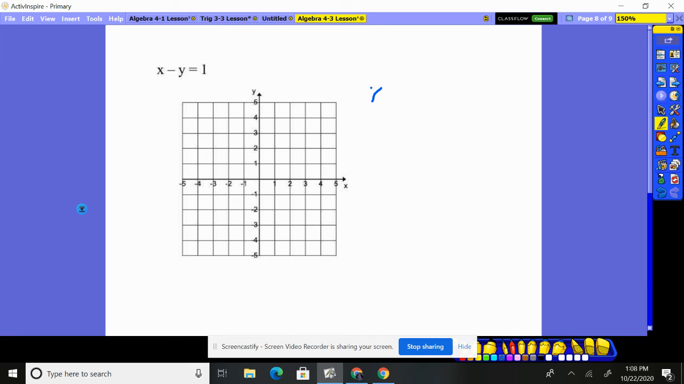X minus y is 1. Well, again, make a T-chart. Let's say x is 3. 3 minus what is 1? 3 minus 2. And what if I pick 5? 5 minus what gives you 1? 5 minus 4. What about 2? 2 minus 1. And what about 1? 1 minus 0. If x is 1 and y is 0, 1 minus 0 is 1. Plot the points. Over 3, up 2. Over 5, up 4. Over 2, up 1. And over 1, up none. Nice straight line. That's how we graph these.